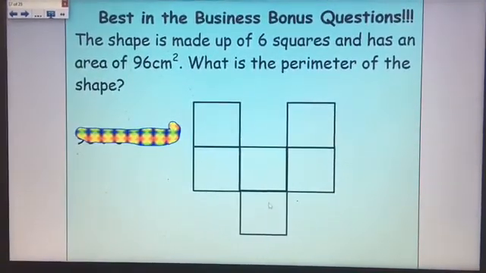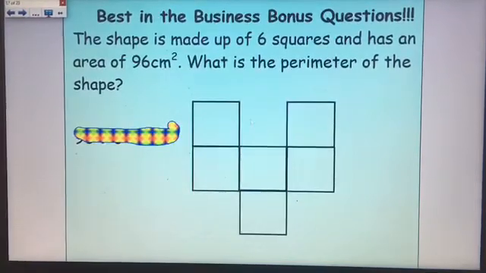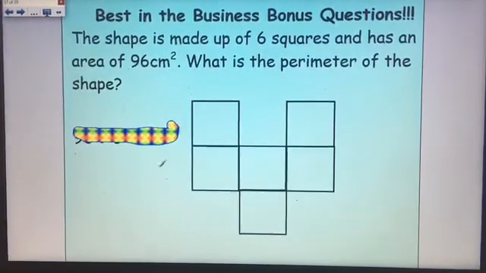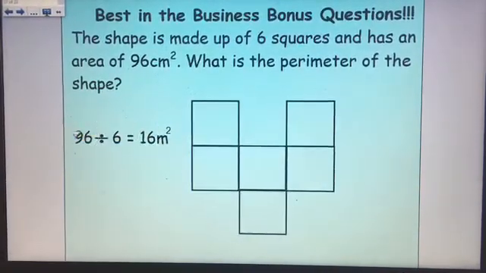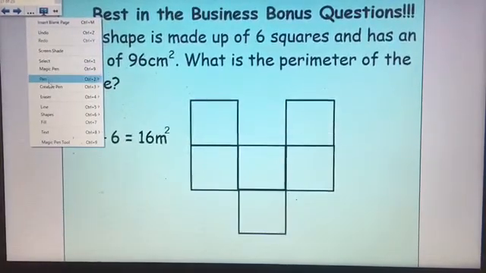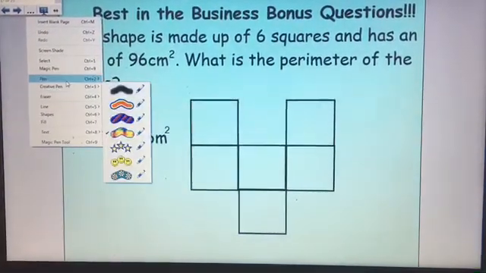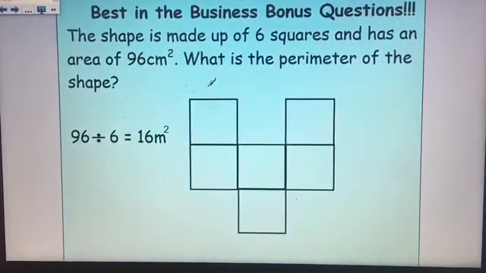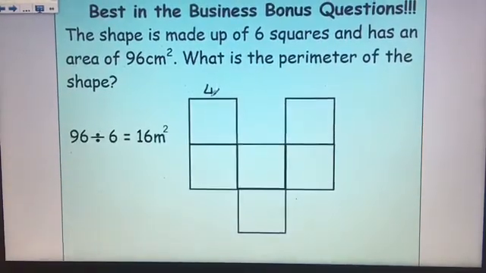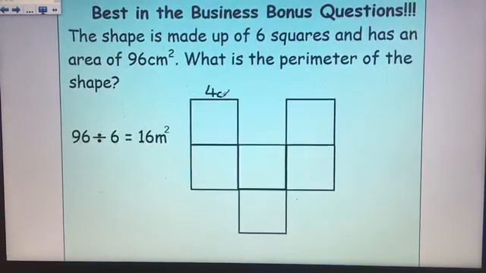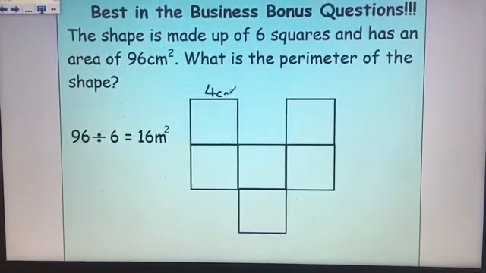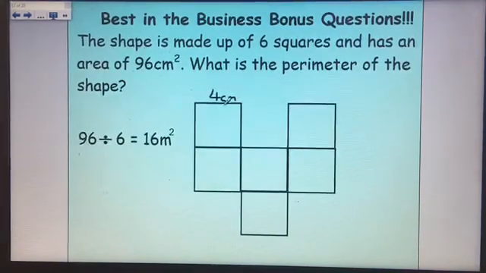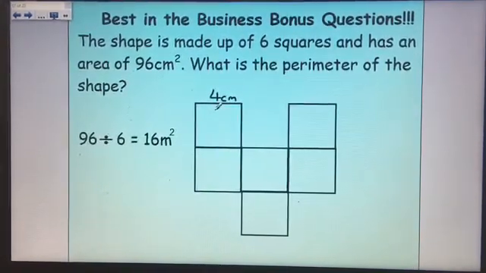1, 2, 3, 4, 5, 6. So let's find out the area of one of those squares. Hopefully you've worked out the area of one of these little squares is 16. So if one of those little squares is 16 centimeters squared, hopefully you'd work out that each side is 4 centimeters. I'm going to have a go using the pen now. Grand, brilliant.